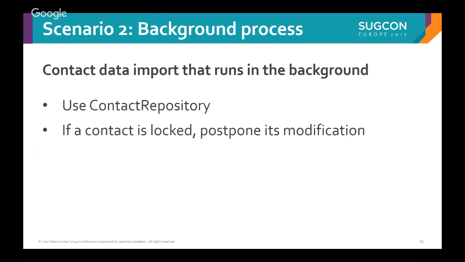Next one is a background process. And in this case, you need to use the contact repository. And you'll get your contact directly from the collection database. You don't have it on your cluster, or you assume you don't. And it might happen that the contact currently has a live session, or it is locked by another process. In that case, you cannot do anything. You cannot relock it. The only thing you can do is wait until the contact is unlocked, and then you can modify it.